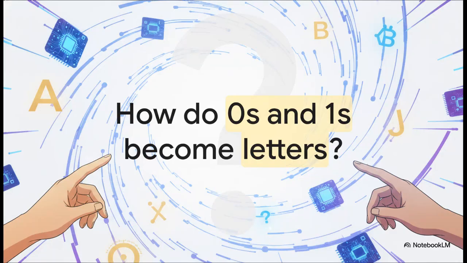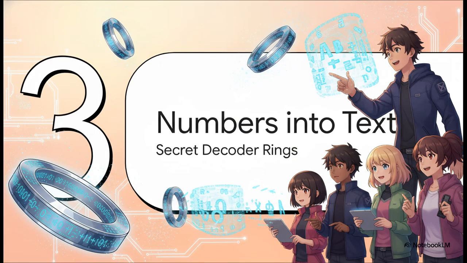So we know how computers count. Awesome. But here is the big twist, and it's a question that might throw you for a loop. How do zeros and ones become letters? Because the crazy reality is, digital computers only process numeric data. They literally have no idea what an A or a B or a question mark is. Which brings us to Section 3, turning numbers into text.